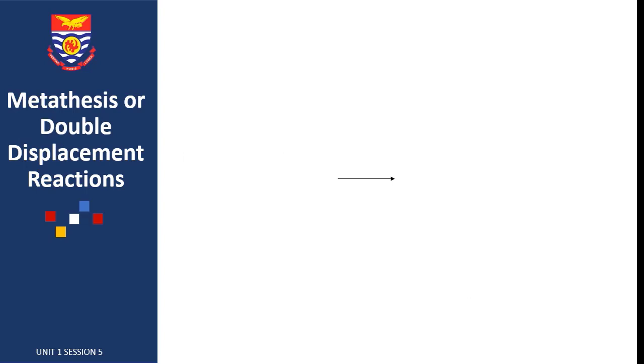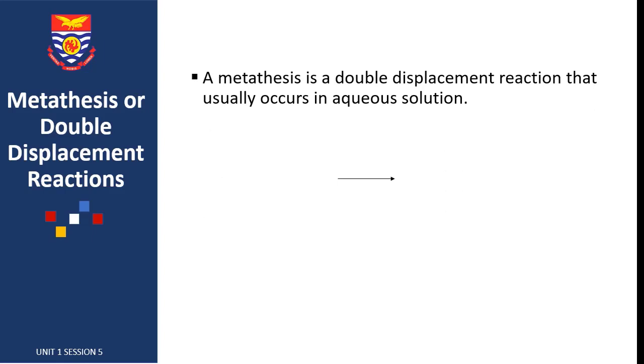Let's look at the next objective, which is metathesis or double displacement reactions. So this time around we are going to do double displacement, not just one. For what we have looked at, it is just one element going to displace another element in a compound. Here we expect two displacement, double displacement. But what is a metathesis reaction?